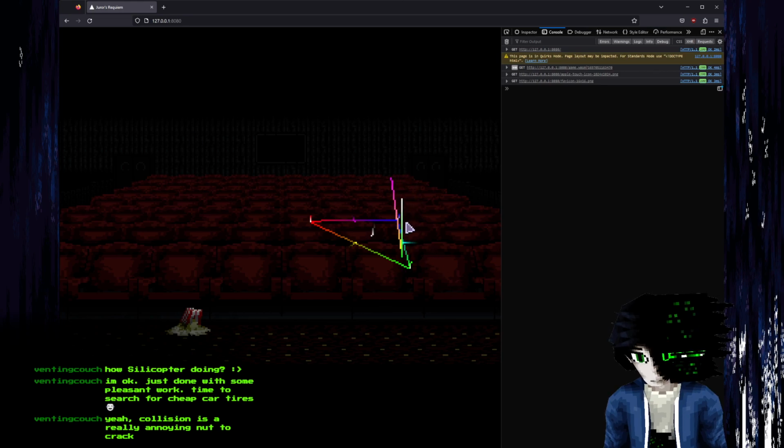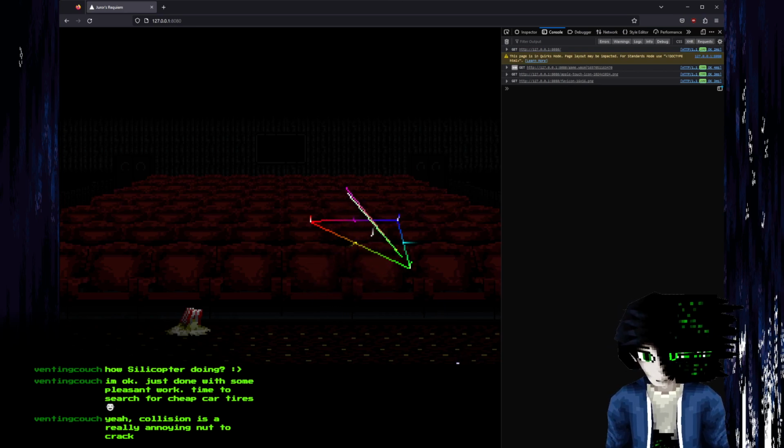I'm not convinced by the motion along this line. It looks a bit wrong. It seems to snap from one end to the other, which isn't quite right.